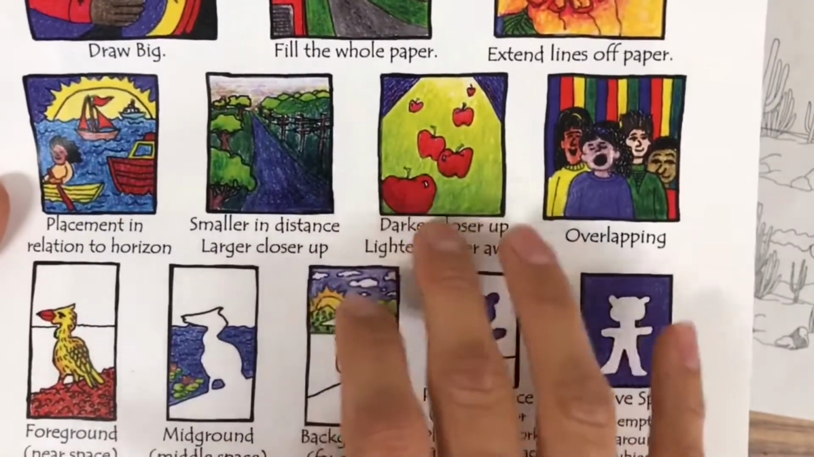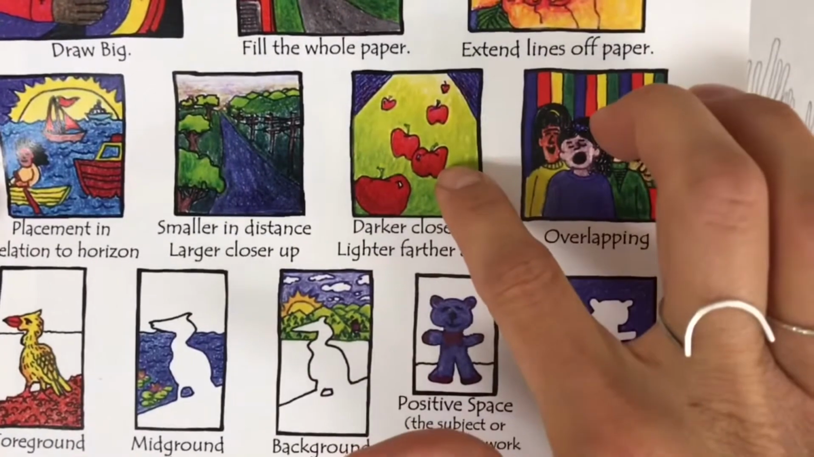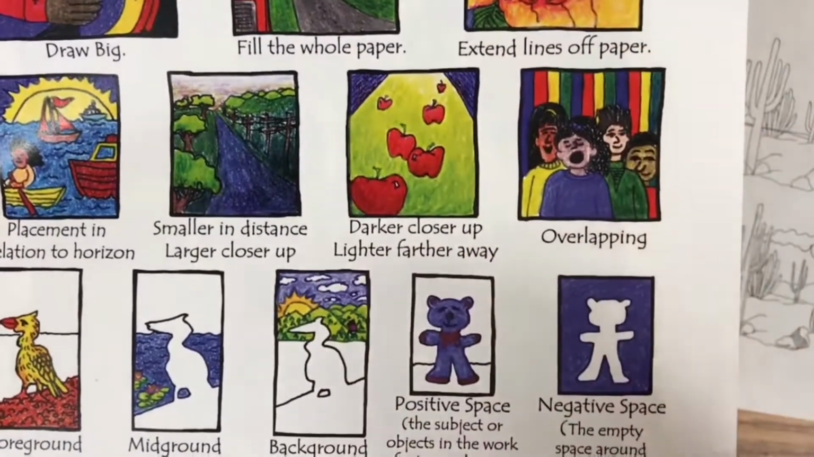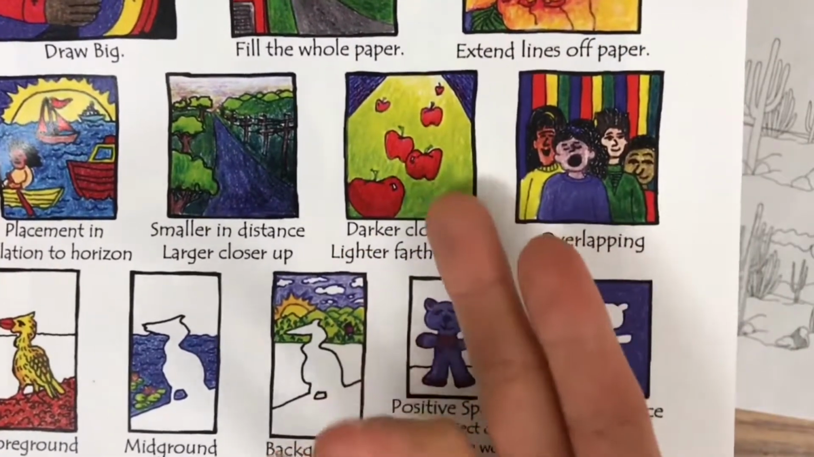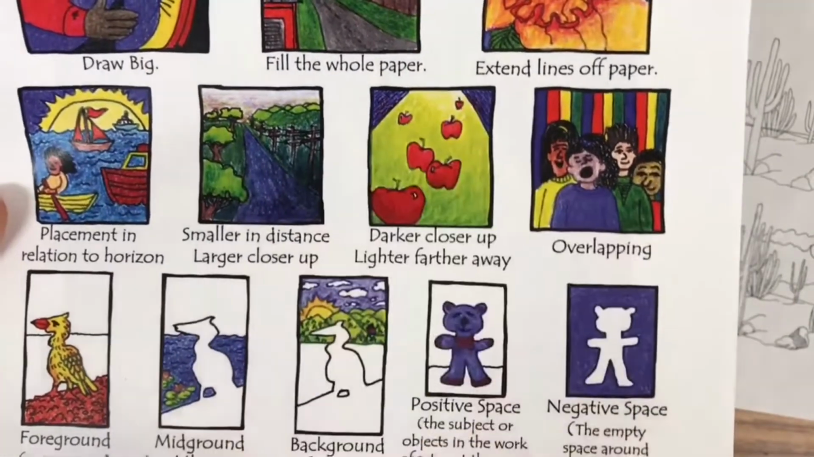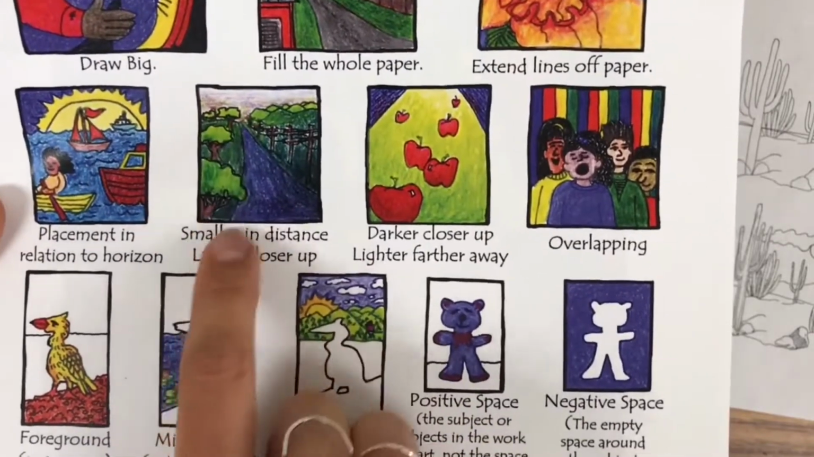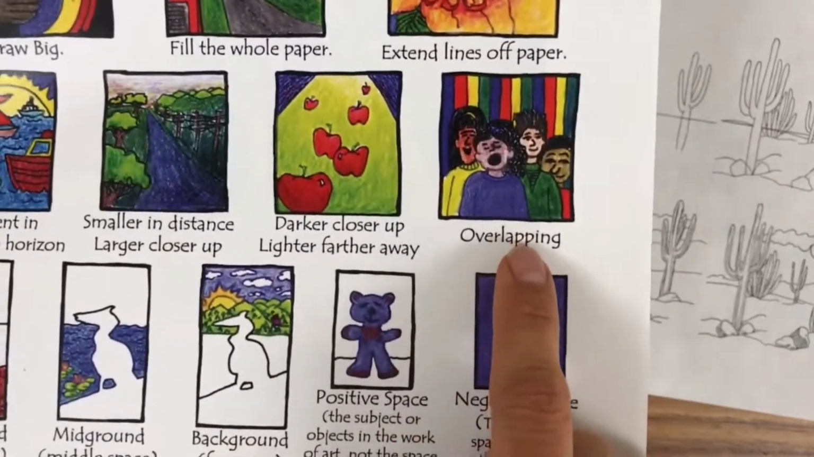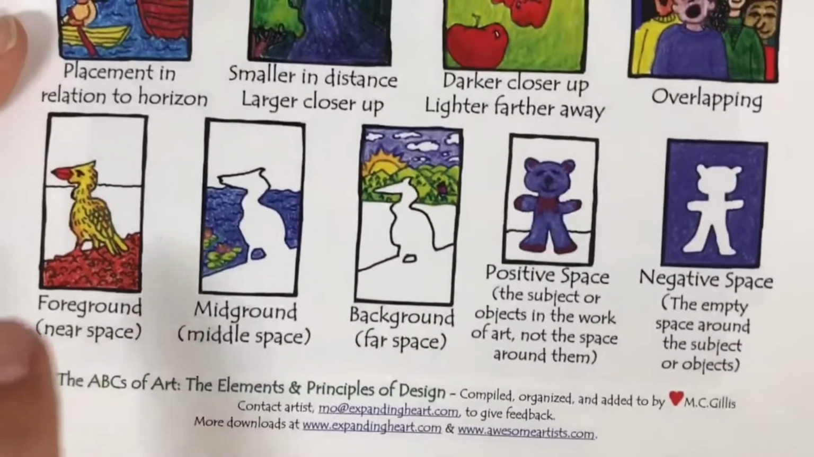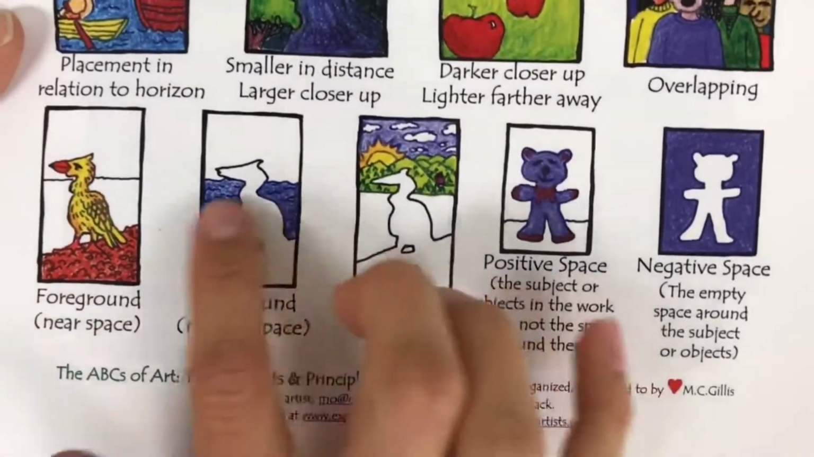There's a lot of different ways to create the illusion of space. Here's some techniques. We have overlapping, breaking up the space between foreground, middle ground, and background. So when we talk about space, there's a lot of different ways that you can create space in your artwork.